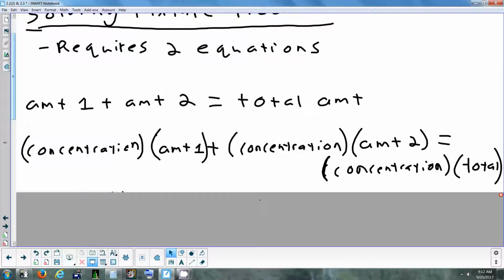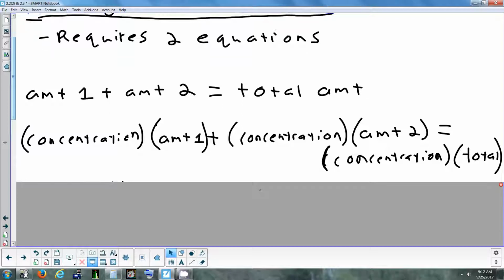So equation 1 just represents the total amount of stuff. For our purposes, if you had a 10% solution, the other 90% is water. The second equation takes out the water part. It's just looking at the stuff you're mixing.